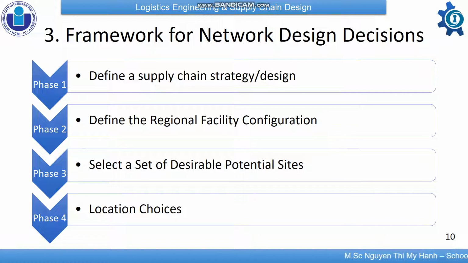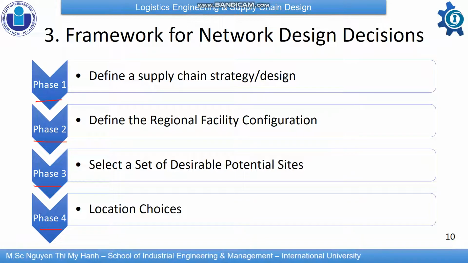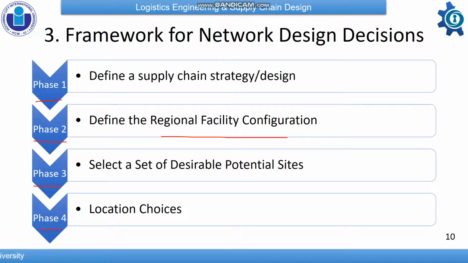So let me summarize. We have four main phases. The first one is we define a supply chain strategy or supply chain design. In the next phase, we will define the regional facility configuration. In phase 3, we select a set of desirable potential sites. And in the last phase, we will make the location choice.